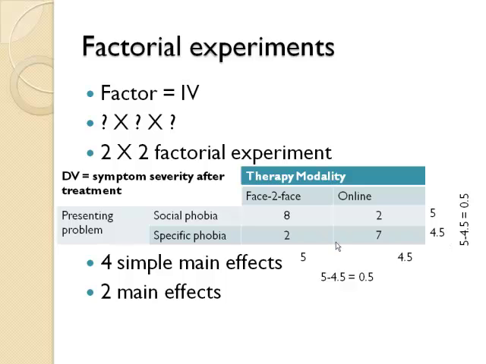And then we look at face-to-face versus online for this data set. We get the same thing. 8 plus 2 is 10, divided by 2 is 5. 2 and 7 is 9, divided by 2 is 4.5. Compare them, difference of 0.5. So again, comparing face-to-face versus online, averaged across presenting problem. So it's kind of regardless of the other variable, or averaged across levels of the other variable.